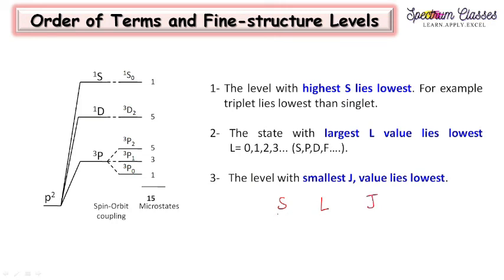So strong and small, which I have discussed in LS coupling in the previous week. So more S, more L, and less J. This is the trick by which you can memorize.